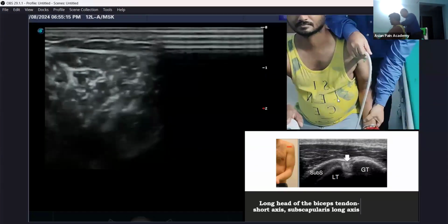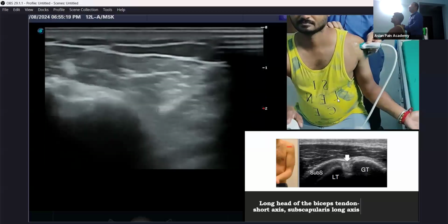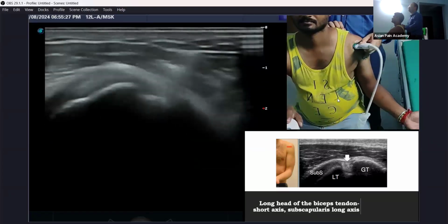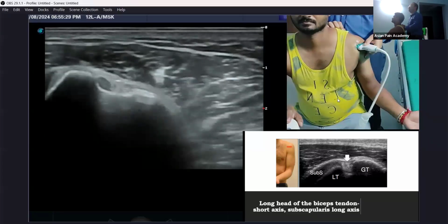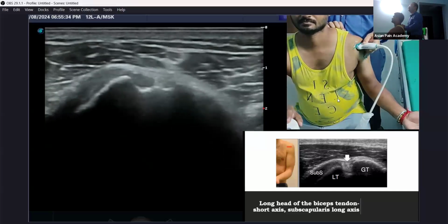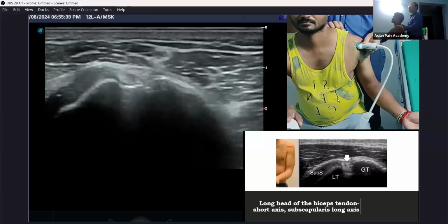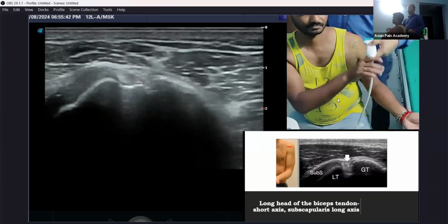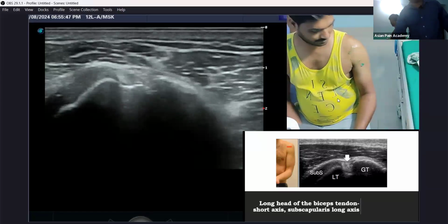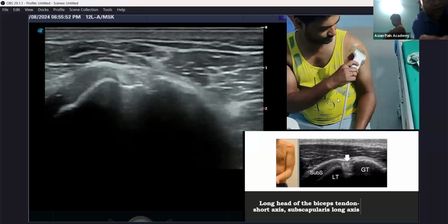Okay, so I am starting my scanning from the bicipital groove. Let me show you the same picture which is there at present on the screen. Okay. So this is the short axis of the biceps tendon. Okay. Short axis of the long head of biceps tendon.